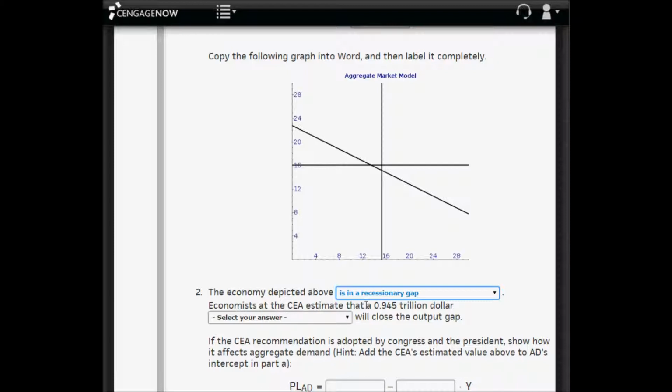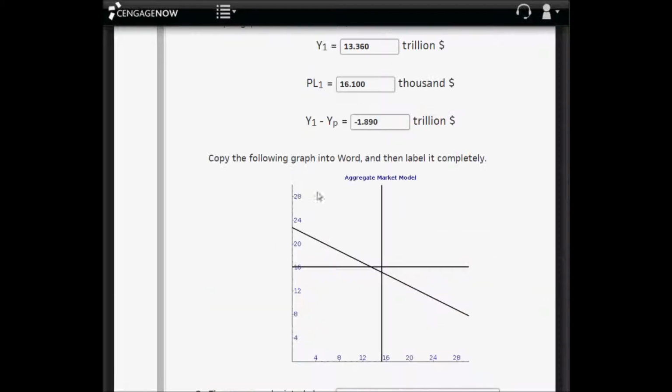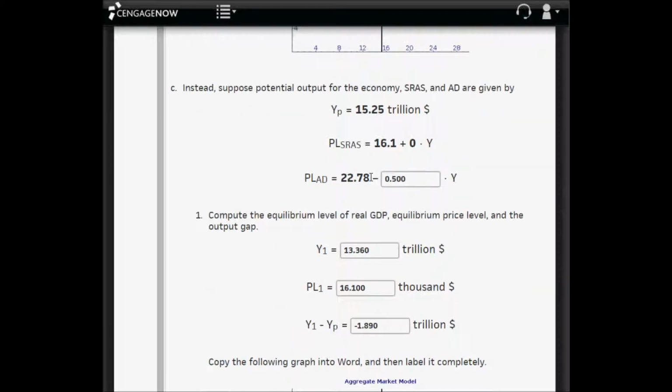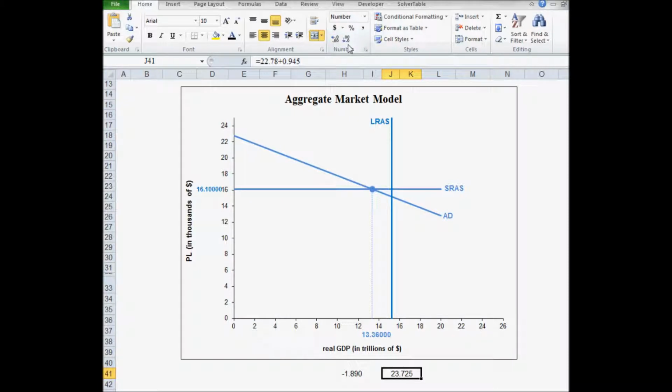Now the economists at the CEA estimate that a $0.945 trillion increase in government expenditure will close this gap. In order to get the final aggregate demand intercept, we add the value of the increase in government expenditure to the initial intercept of the aggregate demand model, 22.78. I'll copy this into Excel to compute it, 23.725.